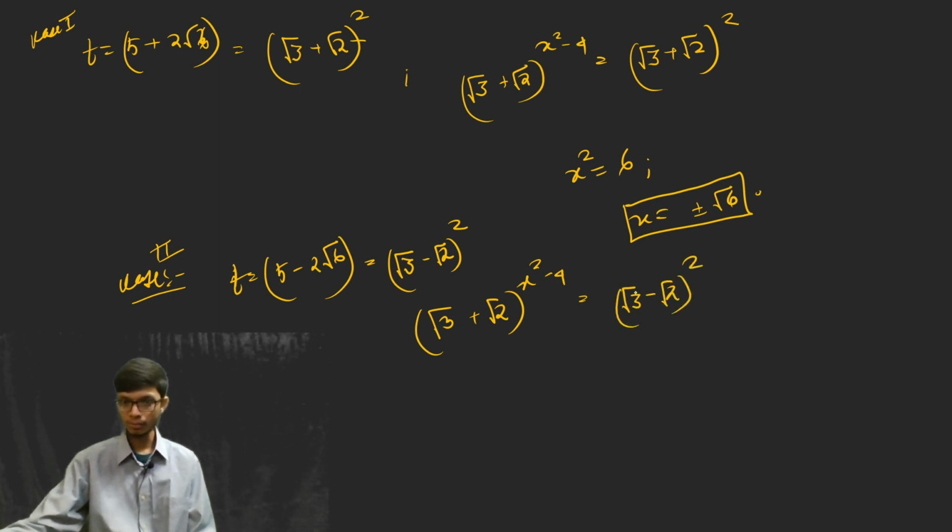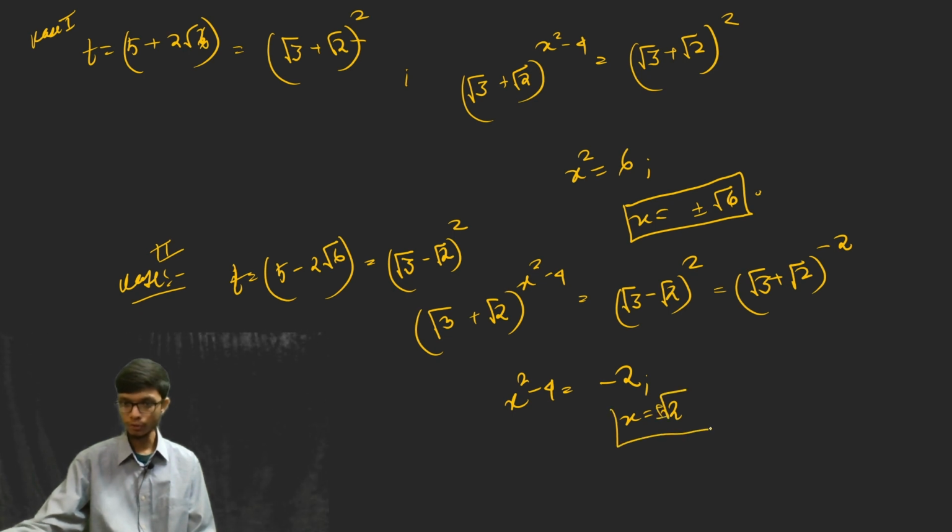And if you look at this, root 3 minus root 2 is basically 1 by root 3 plus root 2 whole square. So this will give you the result, that is root 3 plus root 2 whole raised to the power minus 2. And if you can solve this, x square minus 4 is equal to minus 2. So x is equal to plus minus root 2. So you will get x as plus minus root 2.